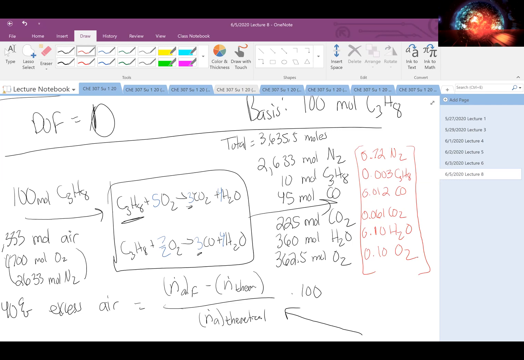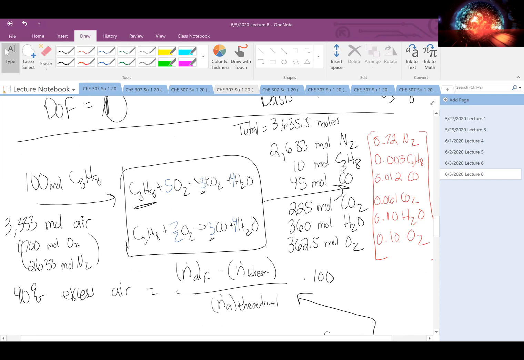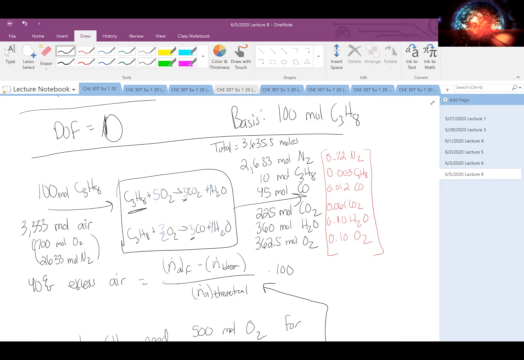You notice the majority is still nitrogen, and we have a fair amount of water, oxygen, and CO2. With the propane and carbon monoxide, that could be considered trace. Are there any questions on how I did those calculations?